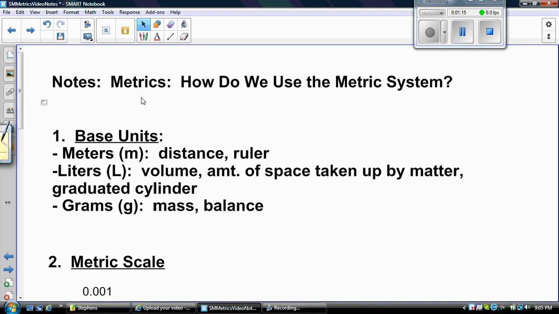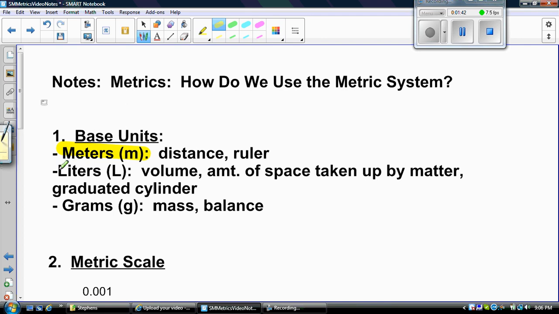So let's start off with the base units. The base units are your standard ways of measuring any type of measurement, and they're just the standard. There's 3 types: meters, liters, and grams. So remember, meters is used to measure distance. Okay, so we use the instrument of a ruler sometimes to measure the distance.